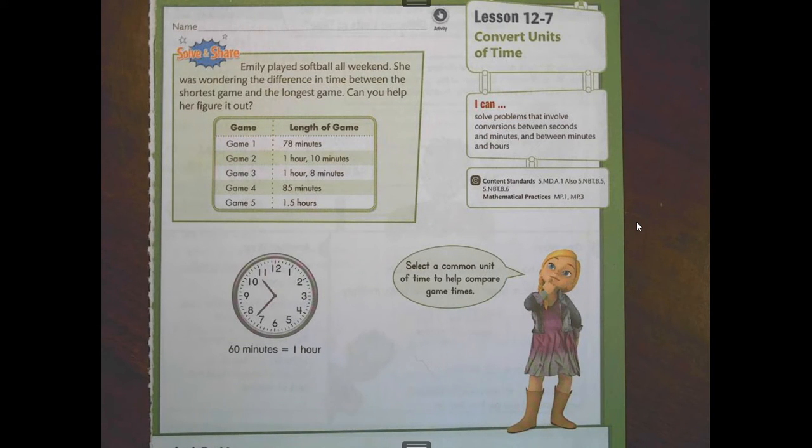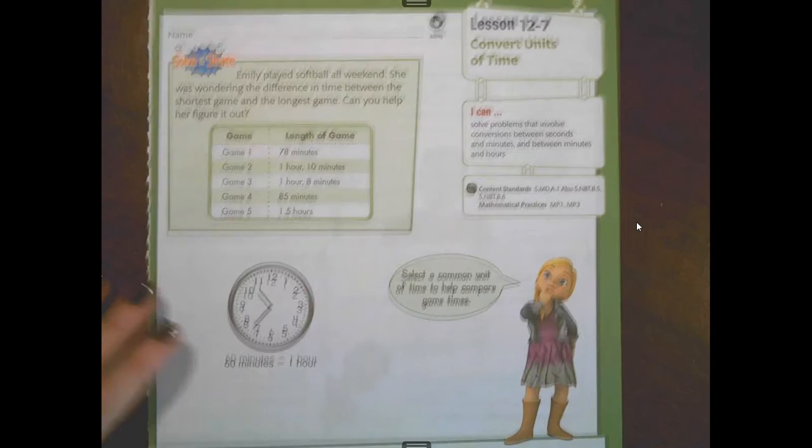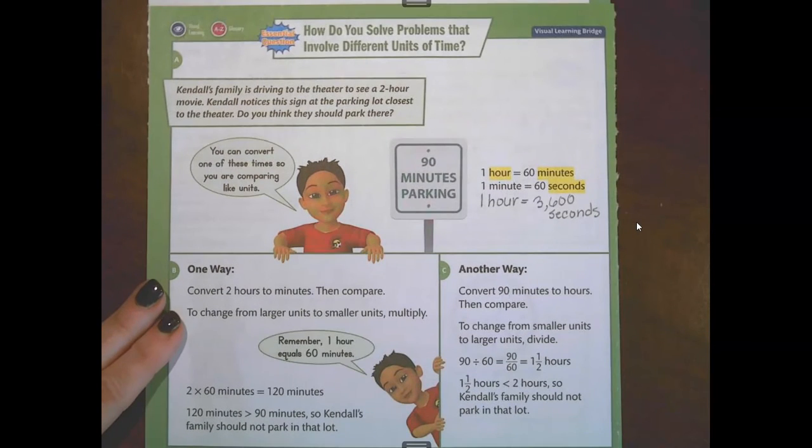Today we are going to be working on converting units of time. So if you don't have your book, that's fine. You just need some notebook paper and a pencil. And if you do have your book, I'm on page 514 and I'm looking at the essential question. And today we want to be able to answer this question at the end of the lesson: How do you solve problems that involve different units of time?